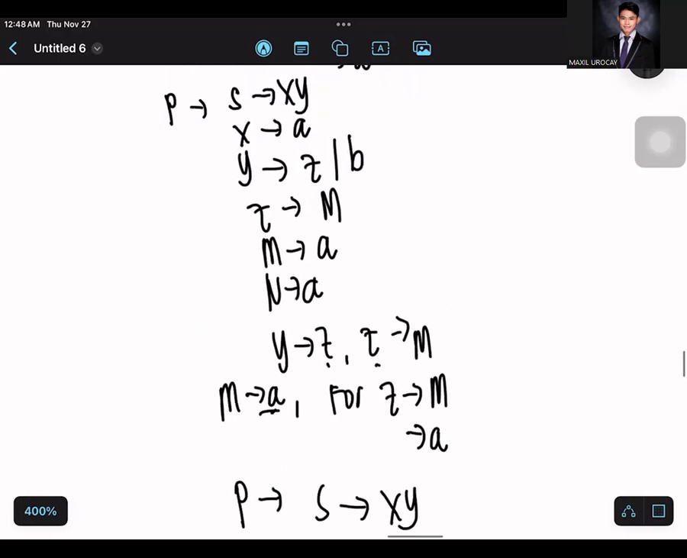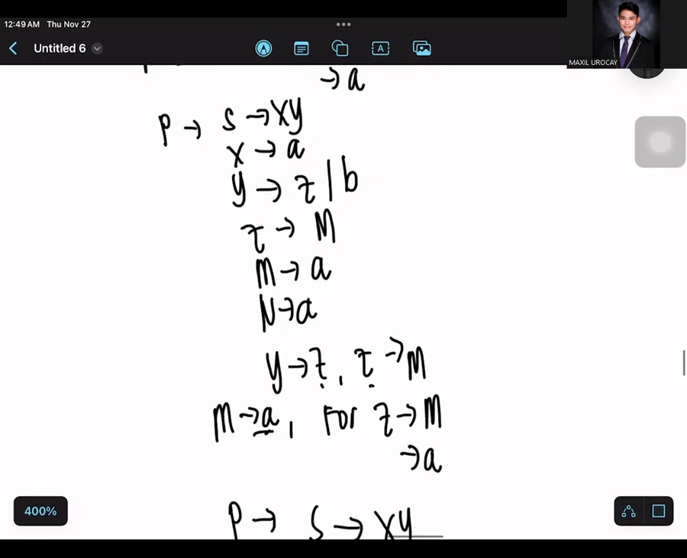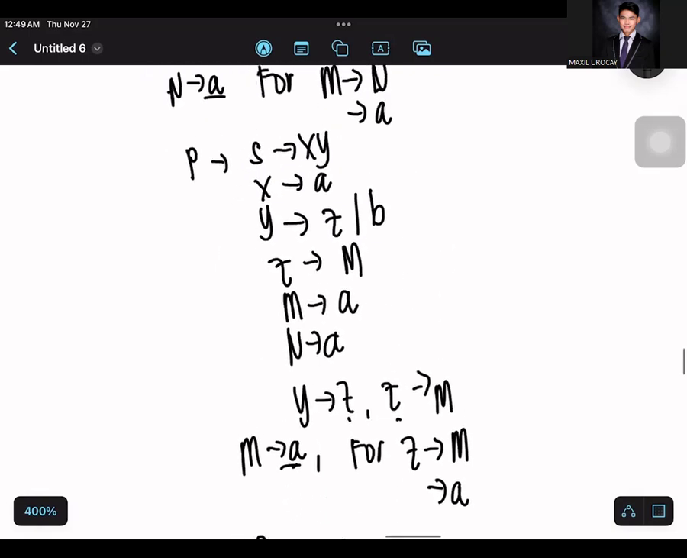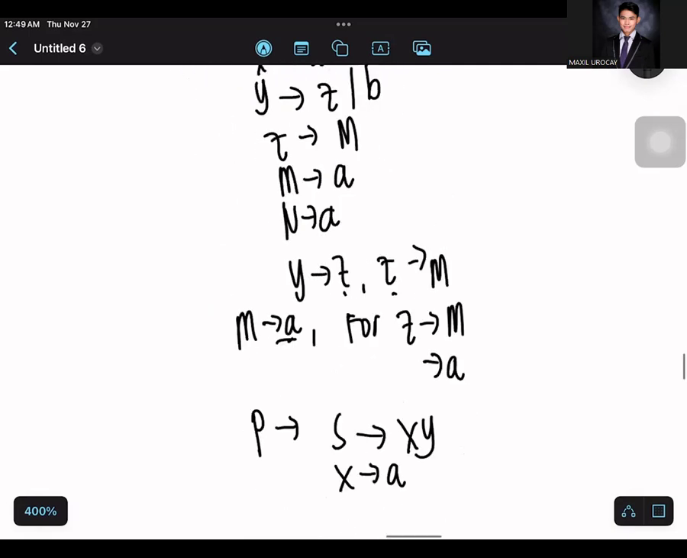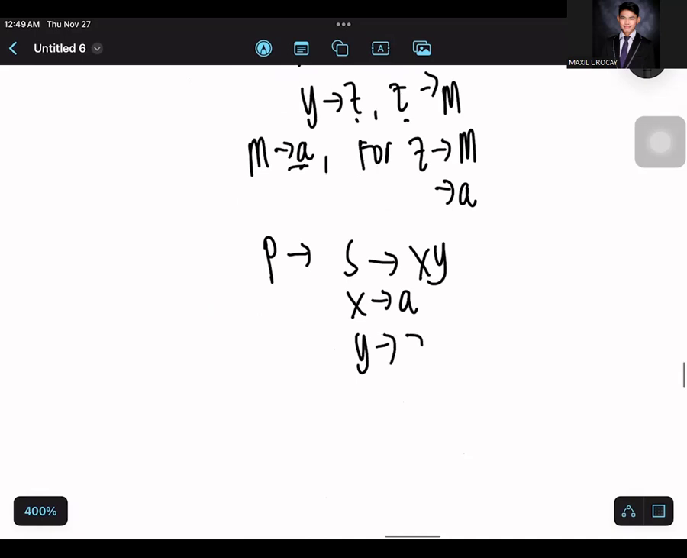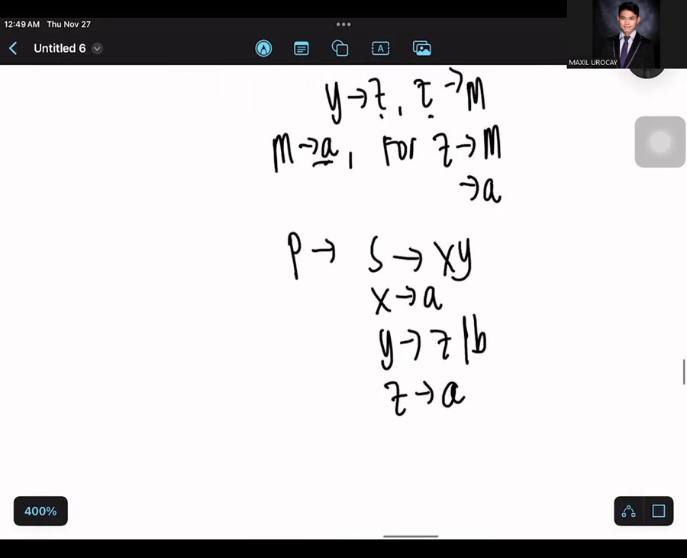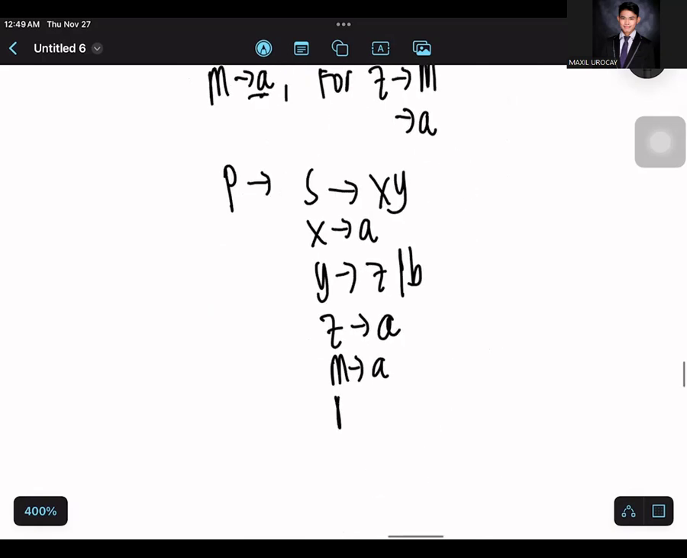It's okay for the start state, that's fine. That's not considered a violation. What will happen here? X is equal to a, and then Y is to Z, same with B production. Then Z is to a, and then afterwards M is to a, and then afterwards N is to a.